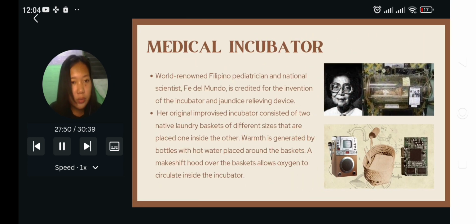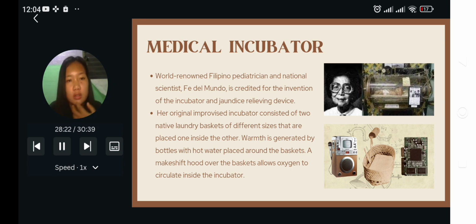And then next one is medical incubator. So world-renowned Filipino pediatrician and national scientist Fidel Mundo is credited for the invention of the incubator and jaundice relieving device. Her original improvised incubator consisted of two native laundry baskets of different sizes that are placed one inside the other. Warmth is generated by bottles with hot water placed around the baskets. A makeshift hood over the baskets allows oxygen to circulate inside the incubator.